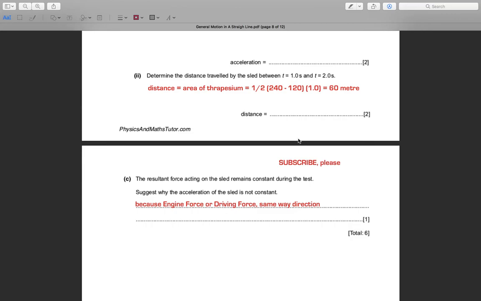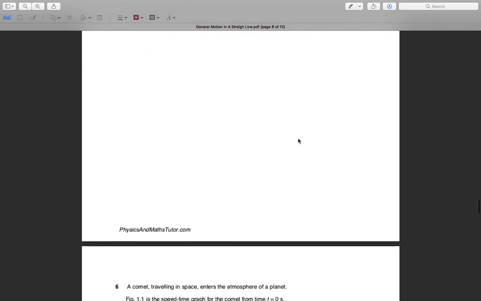On the final question, the resultant force acting on the sled remains constant during the test. Suggest why the acceleration of the sled is not constant. Yes, because this is about the engine force or driving force here in the same direction. So actually this sled has engine force or driving force, so the acceleration increases.